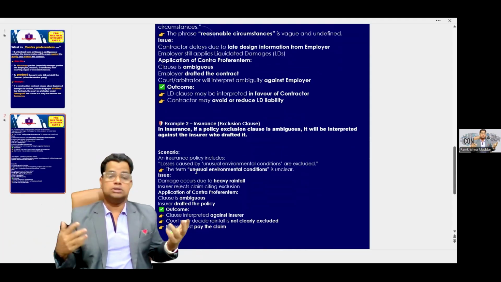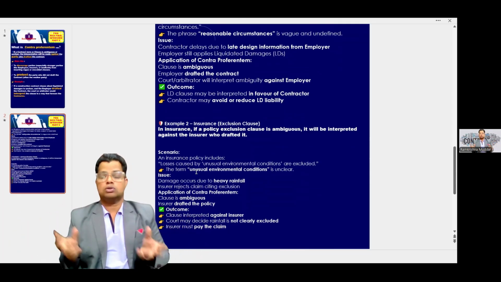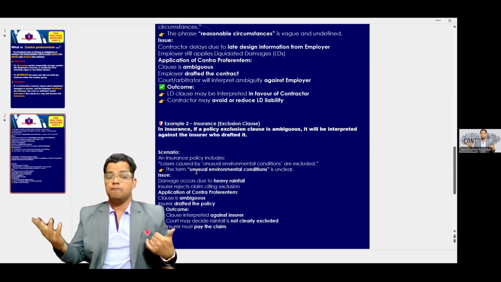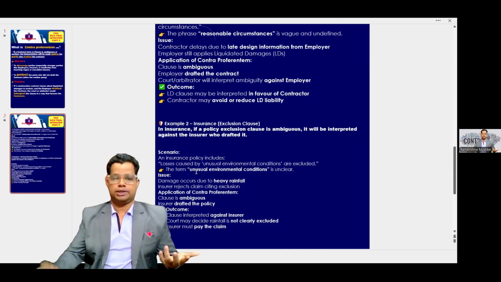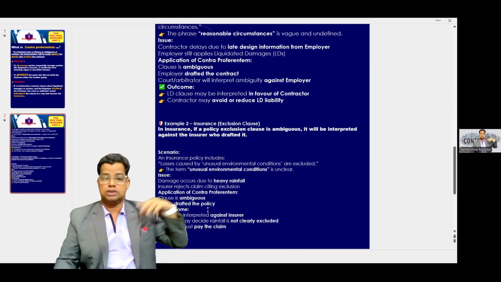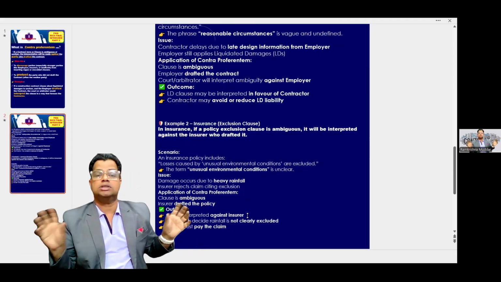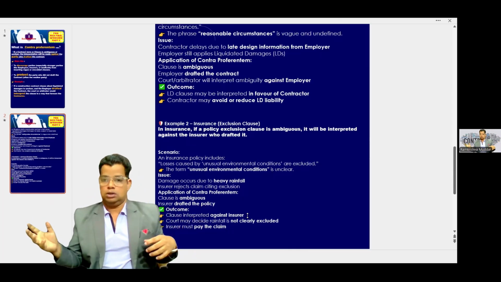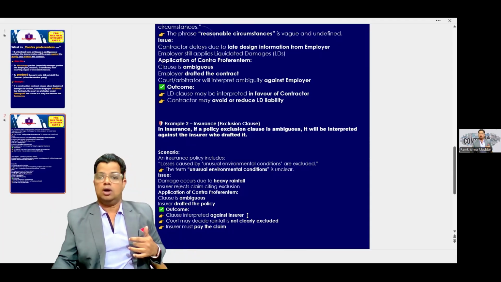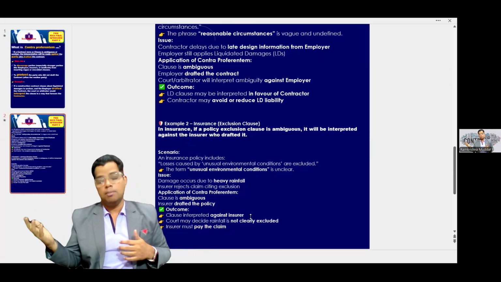Here, since the clause is ambiguous and the insurer drafted the policy, the court or arbitrator will rule against the person who has drafted the contract. The clause will be interpreted against the insurer. The court may decide rainfall is not clearly excluded. They have not excluded it; they have just said the loss is caused by unusual conditions, but it doesn't say that unusual does not include rainfall. Understand? In this case, the claim will become valid and the insurer will have to pay the claim.